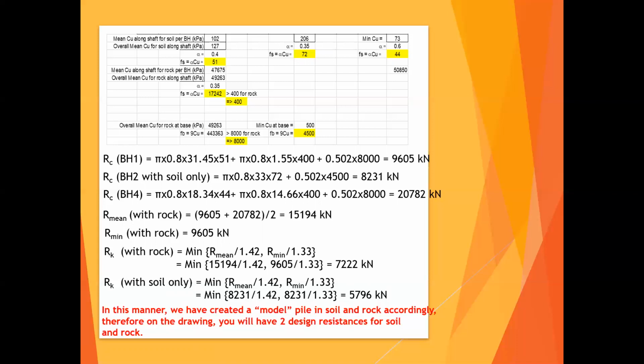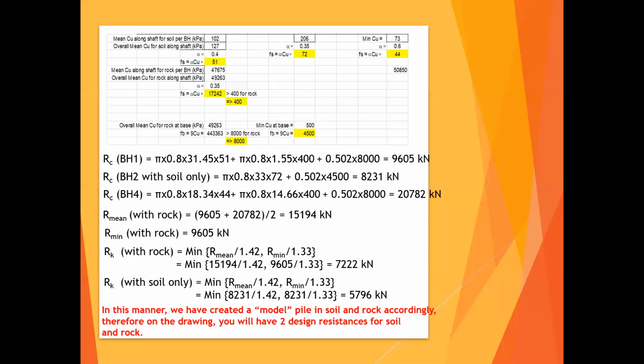For borehole 2 it is the same, because it's all soil. For borehole 4, there's also rock. You notice now it's also reduced. It becomes 20,000 instead of 23,000, because we have accounted for the soil. Now, what is the mean resistance with the rock? That means if you encounter rock, it's borehole 1 and 4. The mean becomes 15,000, 19 and 4. The minimum is borehole 1, which is 9,600.